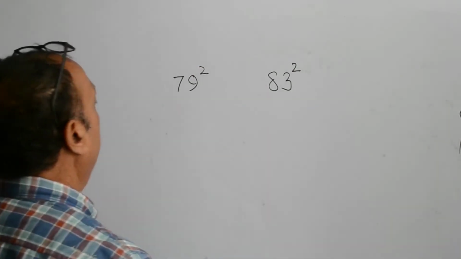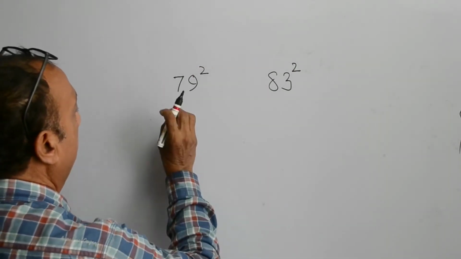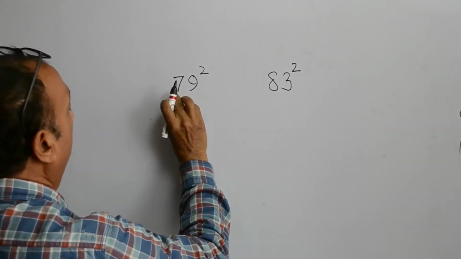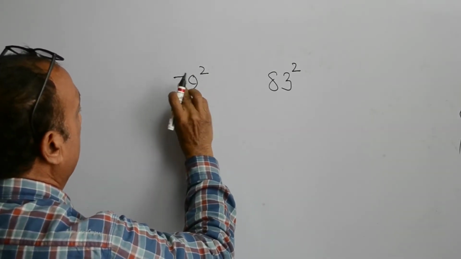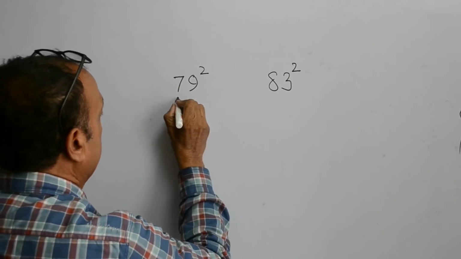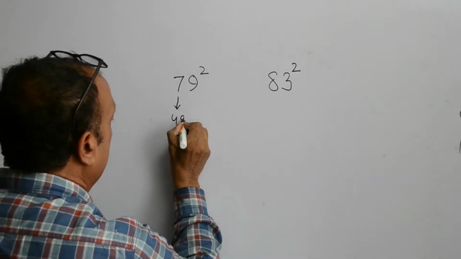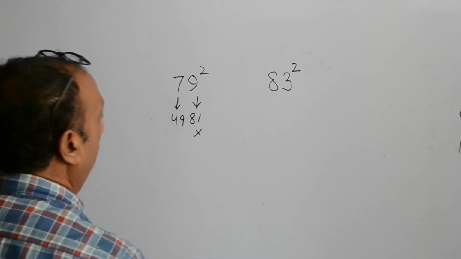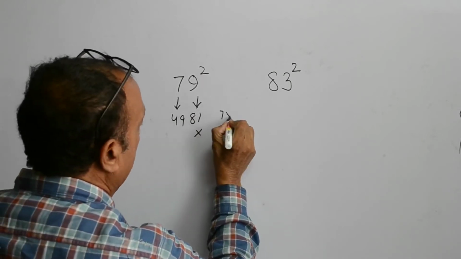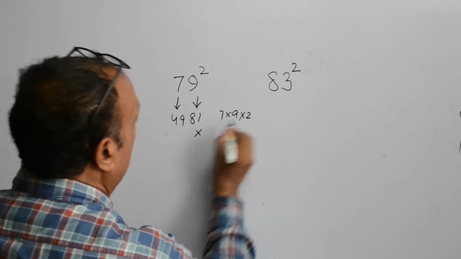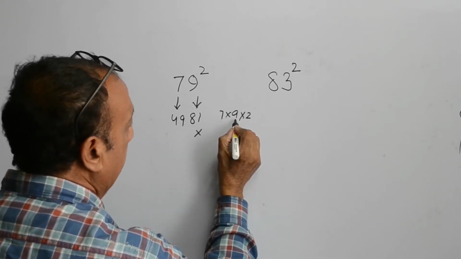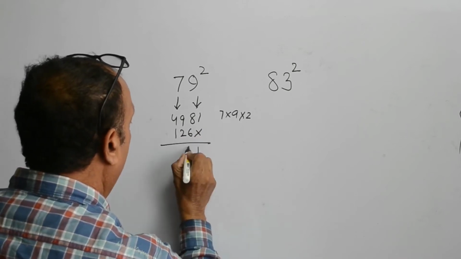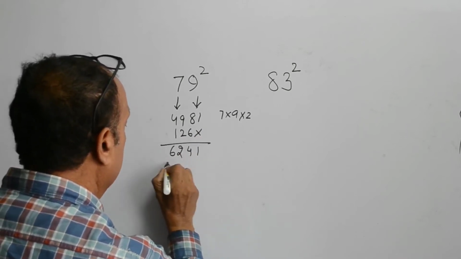To take the square of any two-digit number, for example 79, we can make the square with the help of all these three digits 7, 9 and 2. Take the square of 7, 49. Take the square of 9, it is 81. Put a cross over here and multiply 7, 9 and 2. 7 9s are 63, 63 2s are 126. So 1, 4, 12 and 6 is the answer.